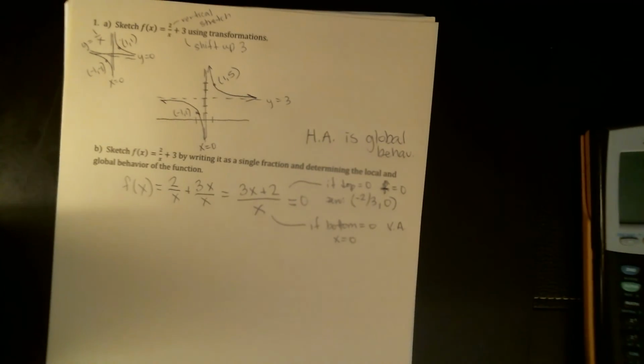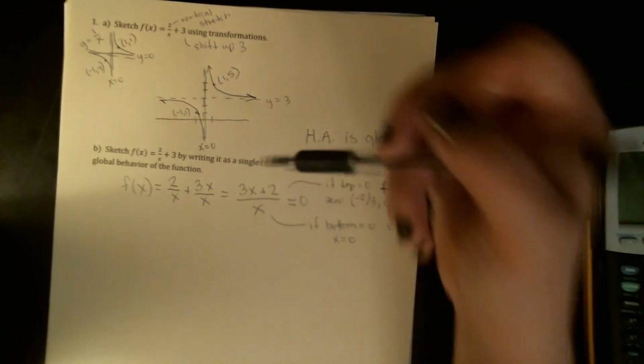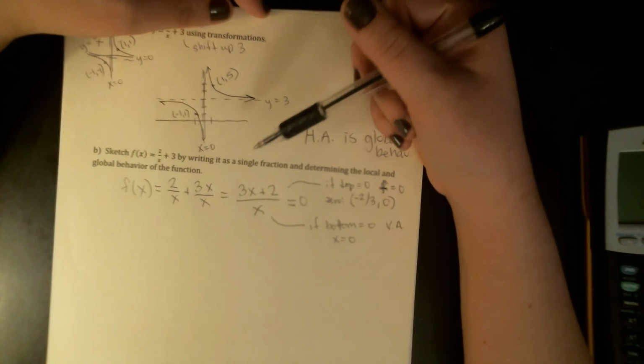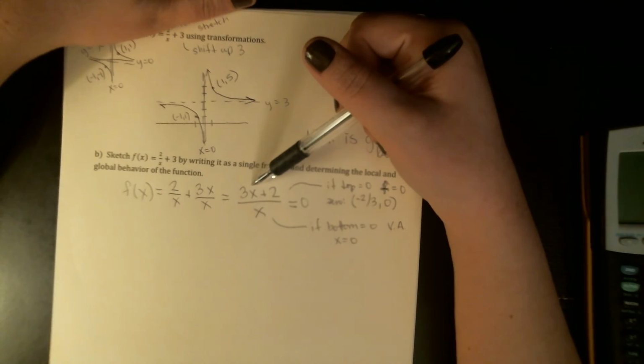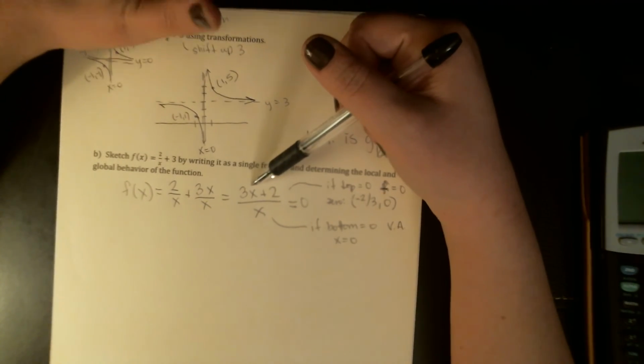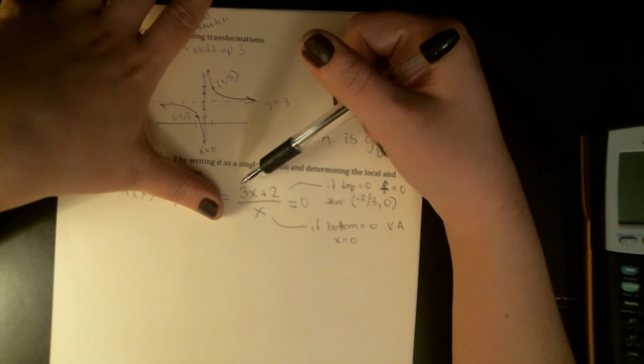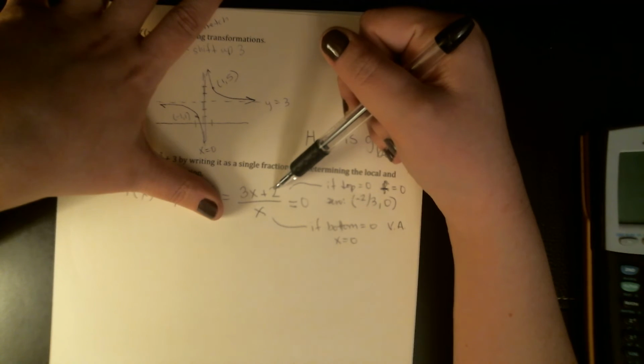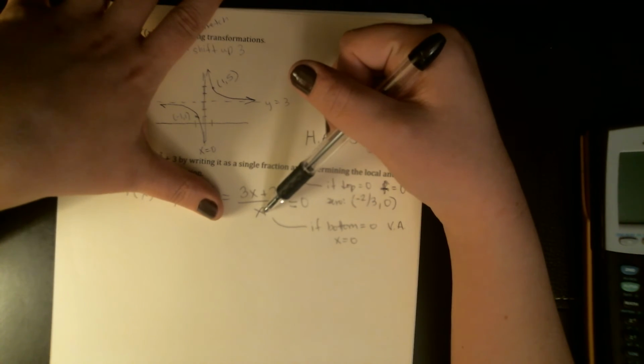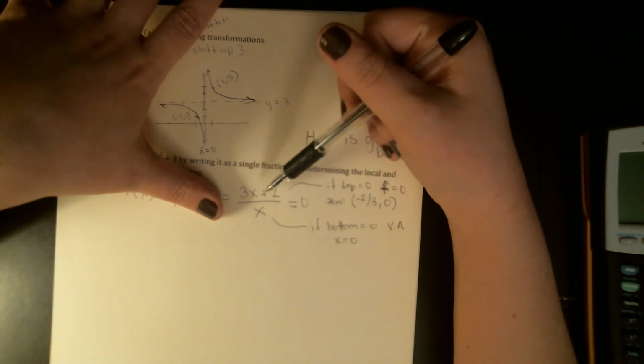Okay, so what you should really be asking yourself when you go looking for global behavior is what happens when your x's are really big positive or really big negative. So if we look at this fraction right here, let's imagine that x is 1,000,000, or you could do 1,000,000,000, or pick a big number. If you plug in a big number to this fraction, so if I'm plugging in 1,000,000, I get 3,000,002 on top, and I get 1,000,000 on bottom, which is really, really close to just being 3.